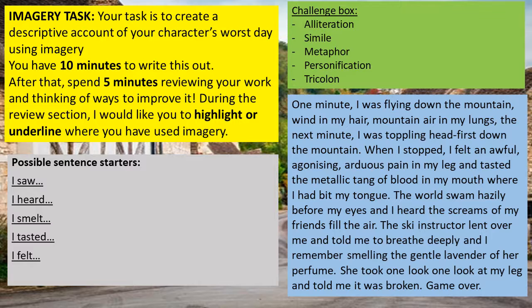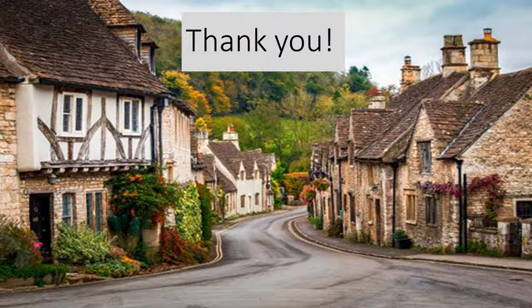The world swam hazily before my eyes, and I heard the screams of my friends fill the air. The ski instructor leant over me and told me to breathe deeply, and I remember smelling the gentle lavender of her perfume. She took one look at my leg and told me it was broken. Game over. Okay, so please pause the video for 15 minutes to complete the task.